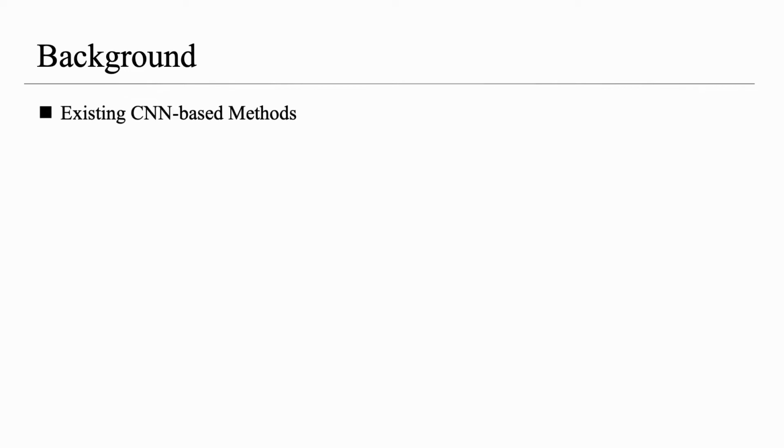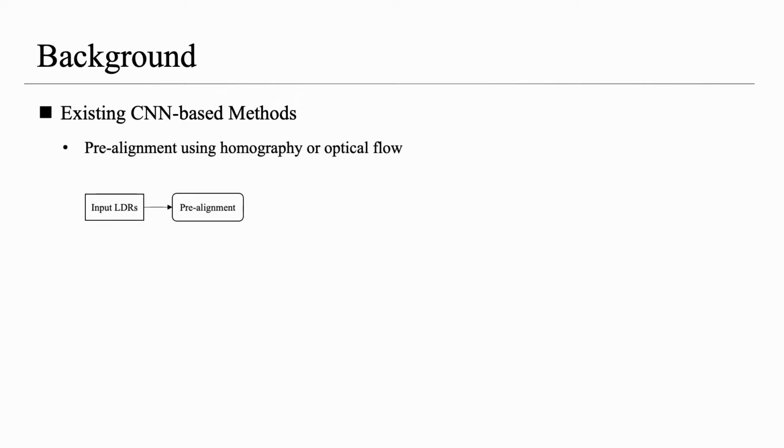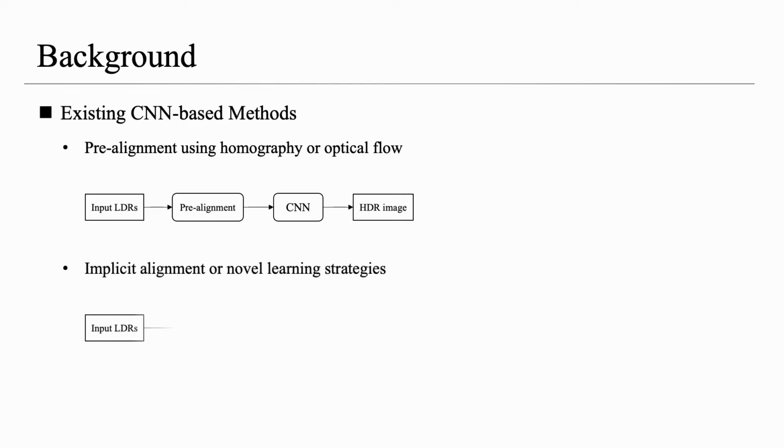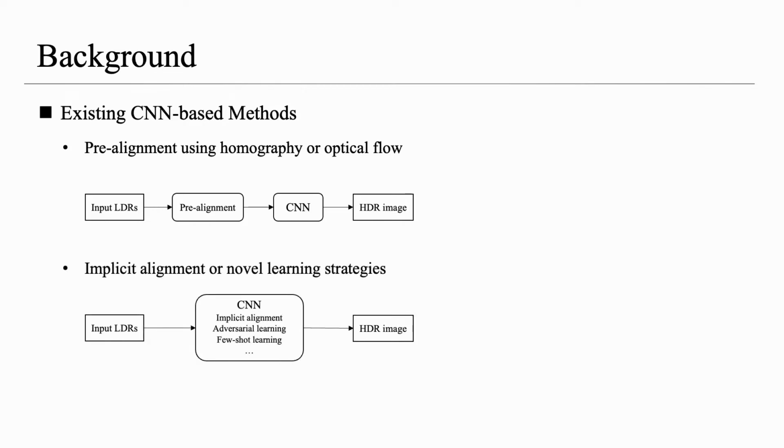Existing CNN-based HDR deghosting methods can be mainly classified into two categories. In the first category, LDR images are pre-aligned using homography or optical flow and then fused by a CNN. However, homography cannot align dynamic objects in the foreground, and optical flow is unreliable in the presence of occlusions and saturations. The second category proposes end-to-end networks with implicit alignment modules or novel learning strategies to handle ghosting artifacts, achieving state-of-the-art performance. Nonetheless, ghosting artifacts still exist when confronted with long-range object movements and heavy intensity variations.